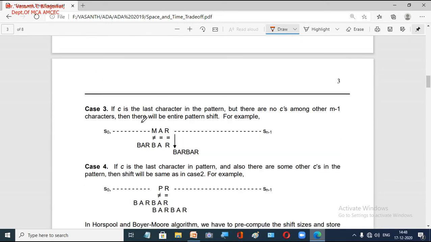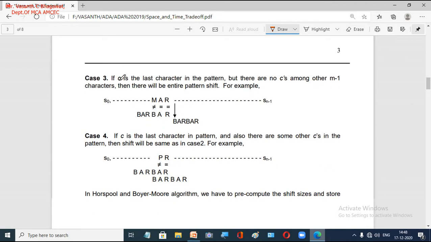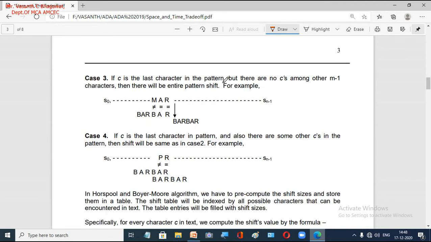Clear? Now what does the third case tell? If C is the last character in the pattern, but there are no C's among the other m-1 characters, then there will be an entire pattern shift. We are going to shift the pattern entirely. Let us say this is our text string. Now you start comparing. R and R match, A and A match. Now you are coming to the third one here. M and B do not match with each other.